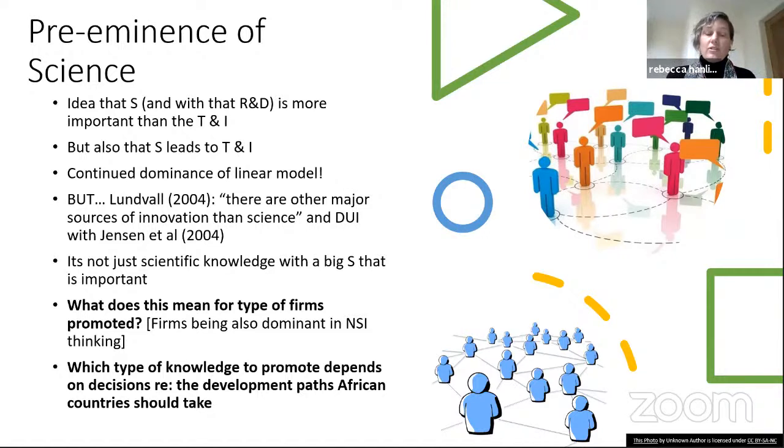But are the private sector firms, manufacturing firms, the key firms that we need in an African environment? And that also relates to the type of knowledge to promote depending on the development paths that African countries decide to take. And different countries are likely to, and do, focus on different types of path.